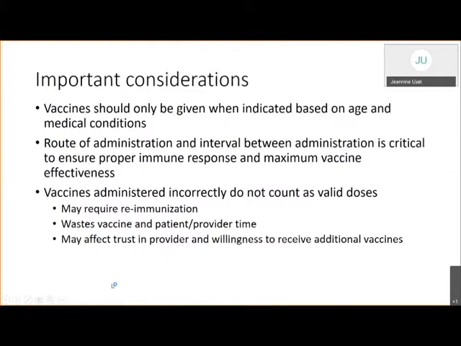Vaccines should only be given when indicated based on age and medical conditions. Route of administration and the interval between doses is critical to ensure proper immune response and maximum vaccine effectiveness. Vaccines administered incorrectly may not be counted as valid doses. This may result in the need for reimmunization. It wastes vaccine and patient and provider time, and may affect trust in the provider and willingness to receive additional vaccines.